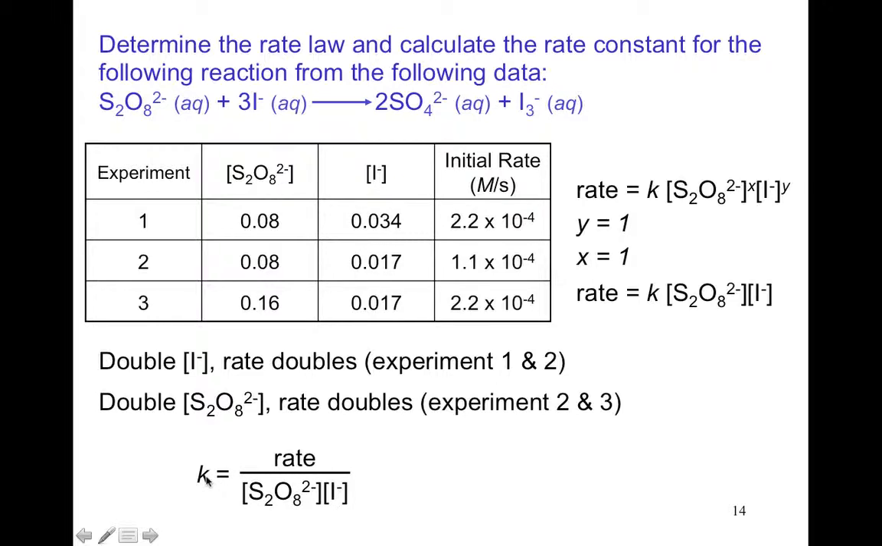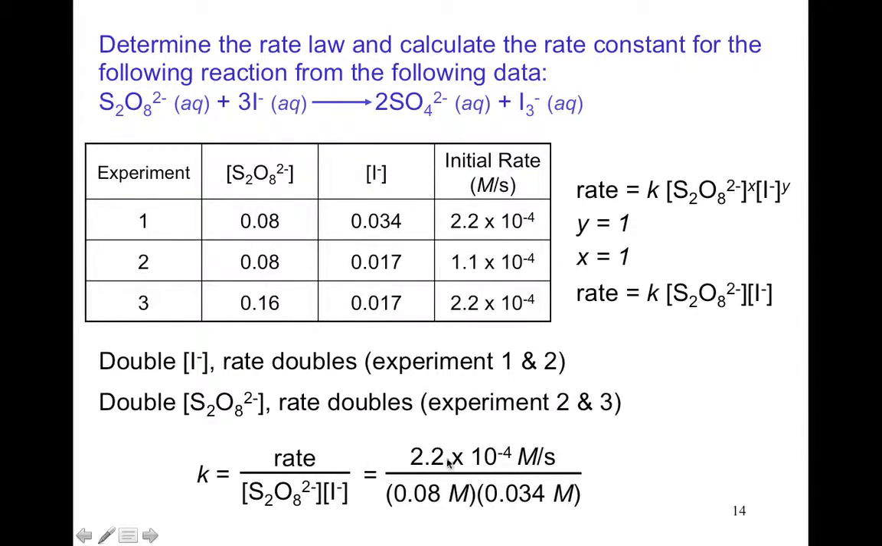K is actually really easy to find because it's rate divided by the concentration of our 2 reactants. And pick your experiment, whichever one you want. Pick number 1 or 2 or 3. You're going to have a rate. You're going to have a concentration of 1 reactant, concentration of 1 reactant. You just divide them. That's it.